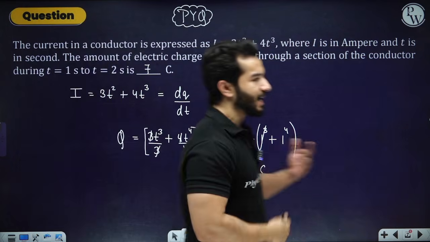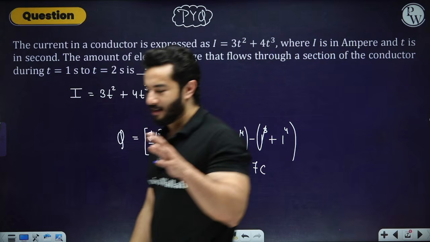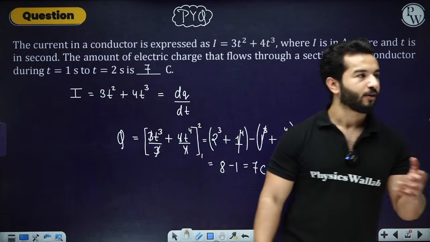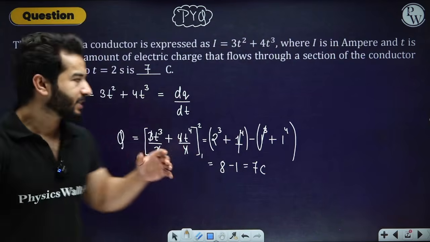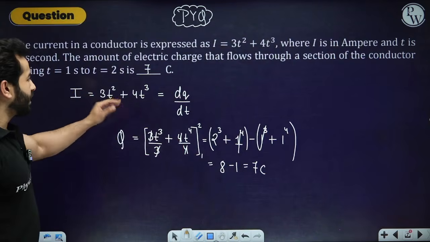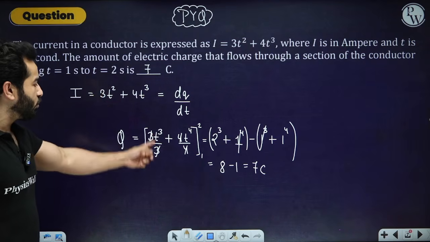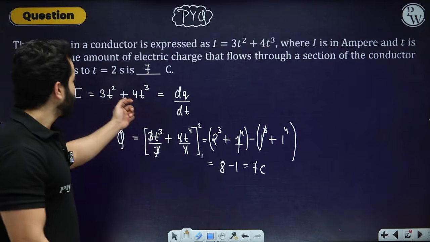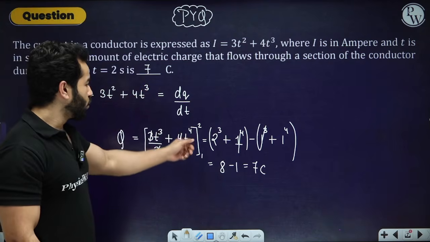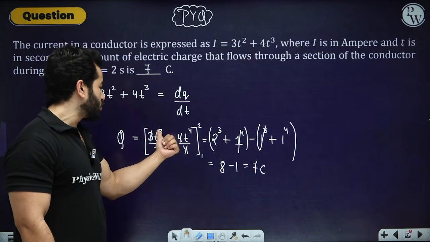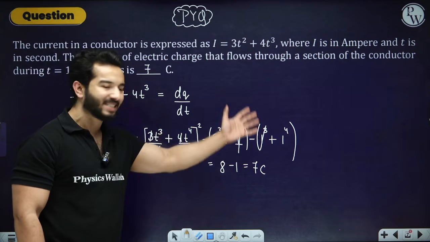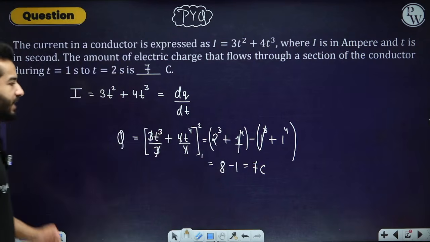Now please understand that this is the same level that you can also expect in JEE Mains. Sorry, NEET 2025, right? Now let's quickly understand over here. They have given us current, we just integrated it, this becomes 3t cube by 3, this becomes 4t raised to the power 4 by 4. Now from lower limit 1 to 2, we have just put 2 raised to the power 3, that is 8, and 1 raised to the power 4, then minus, then lower limit. Hopefully everything is clear till this point.